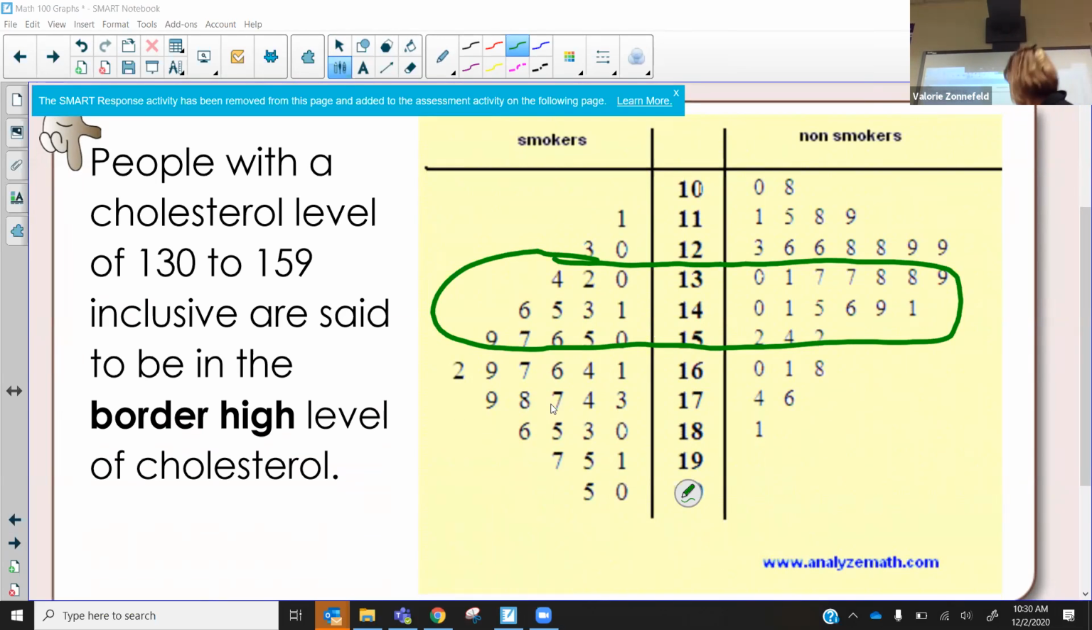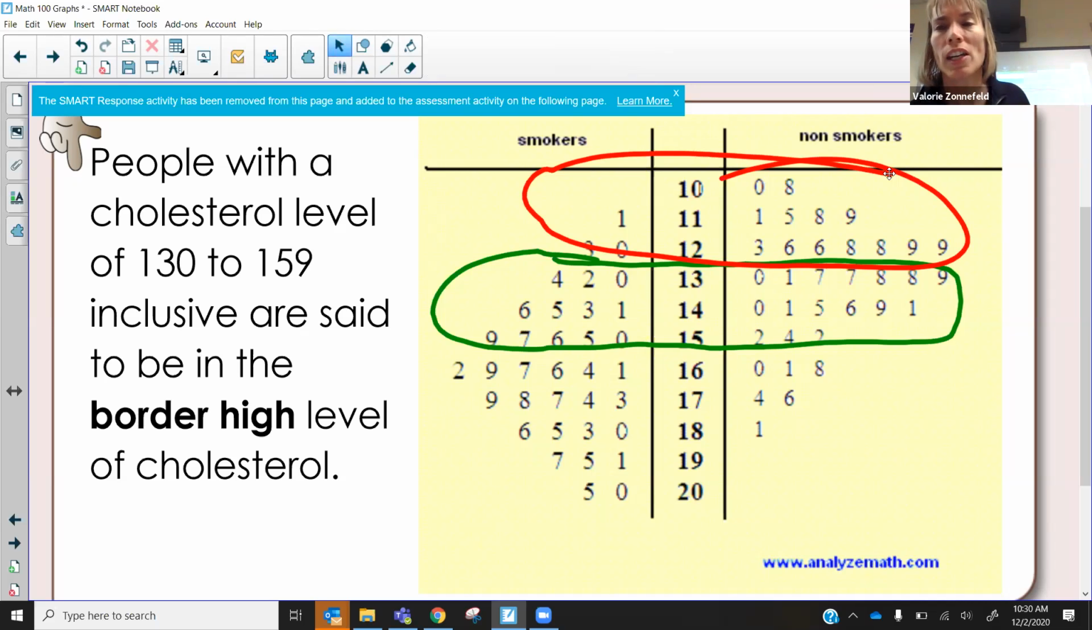If we look at those that are low, that would be this right here. There's like the ideal level. Are there more people in the smokers or the non-smokers in the ideal cholesterol level? Non-smokers, right? Okay, I gotta refresh my screen. They all fell asleep. There we go.